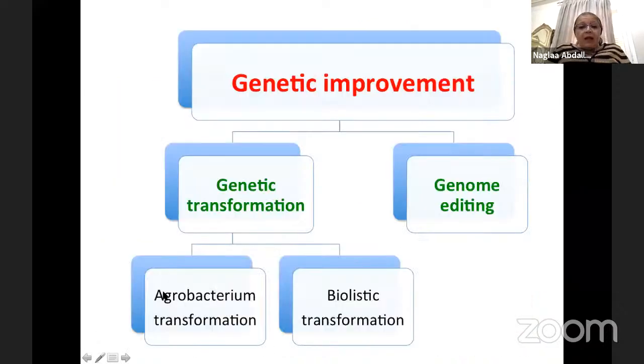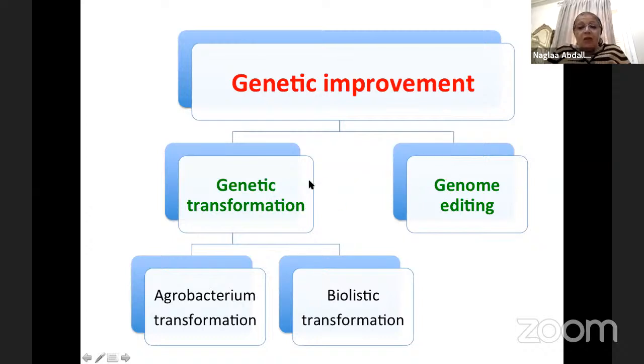The most important part, which I like most, is genetic improvement of plants. For genetic improvement, we can use different techniques, like genetic transformation or genome editing. Genome editing and genetic transformation depend on modifying the DNA to have a proper plant that can carry useful characteristics that we need to share or use for our life. The first part is genetic transformation, and this is most commonly performed by Agrobacterium transformation or biolistic transformation. Both techniques need tissue culture.